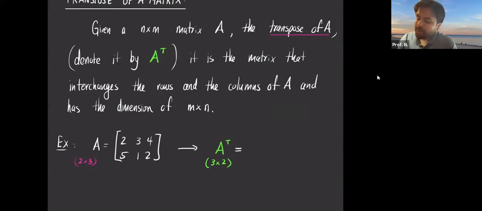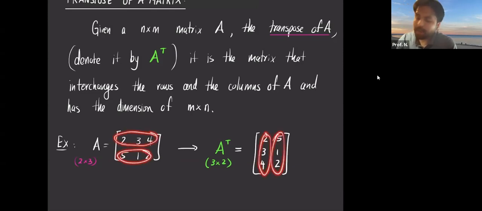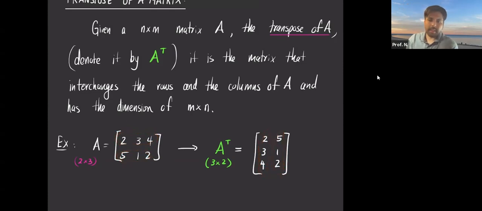And so now the rows of A become the columns, right? So this will be now what? This would be 2, 3, 4. And then we would have 5, 1, 2. So what happens? The first row became the first column. The second row became the second column. And that's it. And that's the extent of what a transpose is.